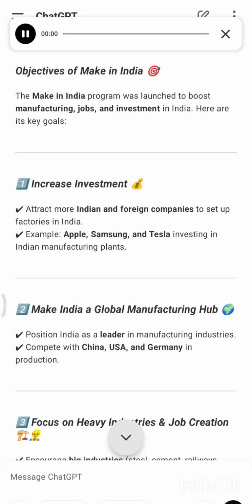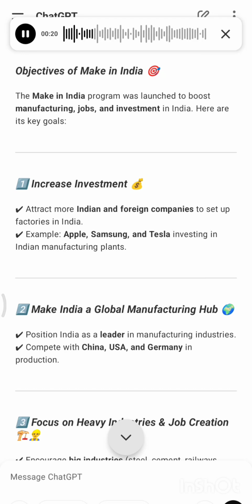Objectives of Make in India. The Make in India program was launched to boost manufacturing, jobs, and investment in India. Here are its key goals. 1. Increase investment. Attract more Indian and foreign companies to set up factories in India. Example: Apple, Samsung, and Tesla investing in Indian manufacturing plants.